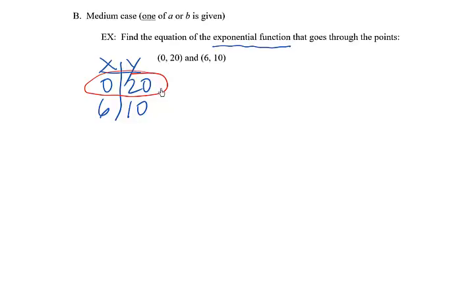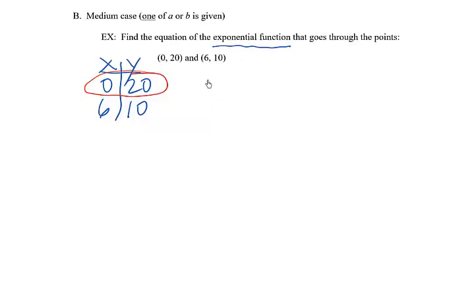You might notice that all you have to do to get from 20 to 10 is cut it in half. In other words, multiply by 1/2. It might be tempting to think that the B value in this problem is 1/2. That is not true because my x's are not going up by 1s. Only if the x's are going up by 1s can you spot the B value right in the table. 1/2 is not the B value. We'll have to figure out what it is.